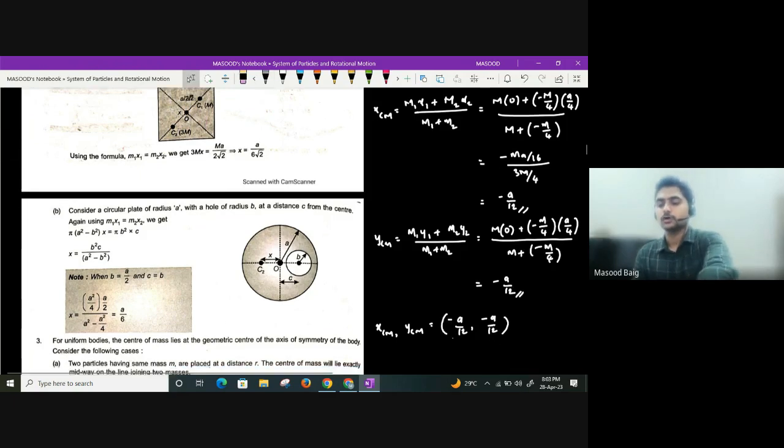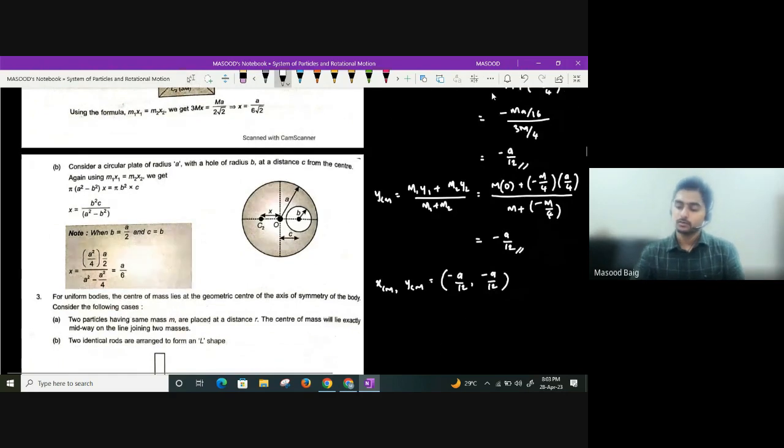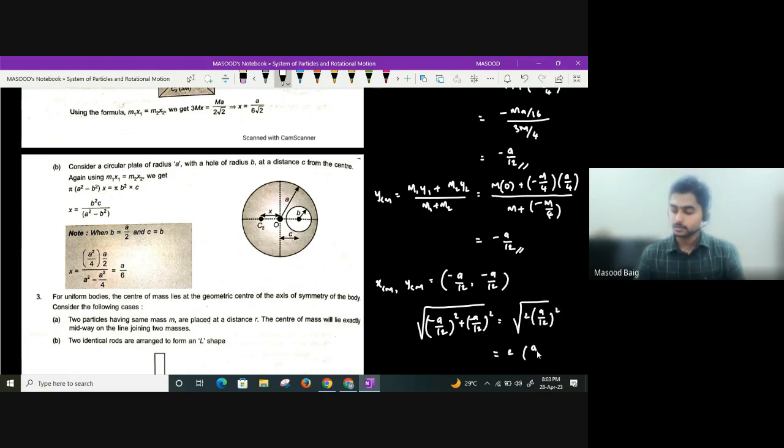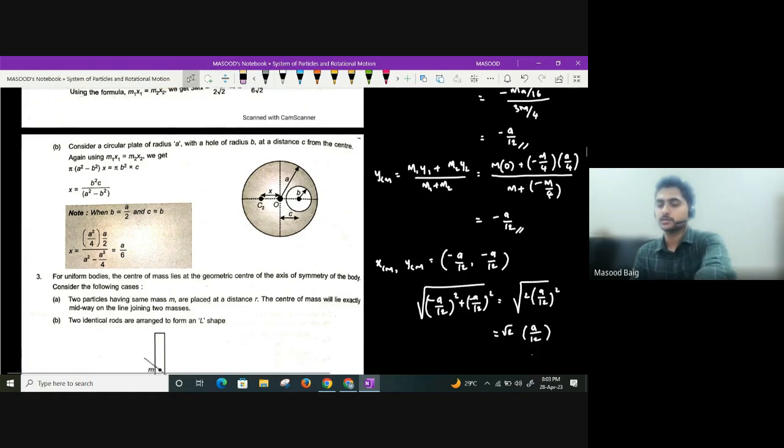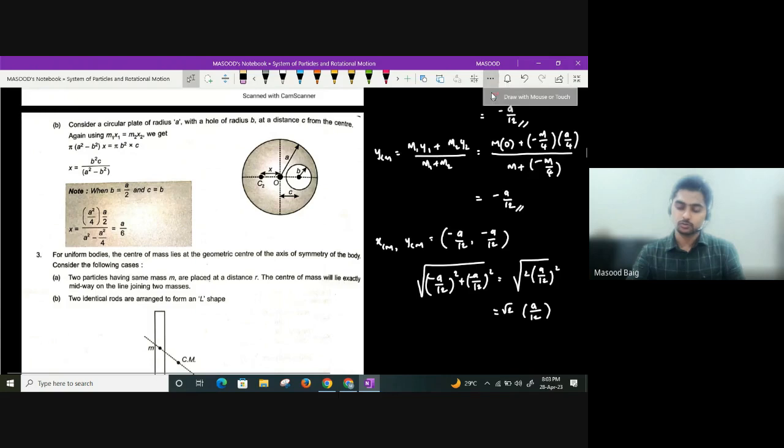Right? So what will be the distance from the origin if they are asking? What is it going to be? Under root of minus a by 12 square plus minus a by 12 square, which I'll get as 2 into a by 12 square, which is root 2 into a by 12. So what we can write this as, root 2 a by 12, I believe. Yes or no, all of you? This would be the distance from the origin.